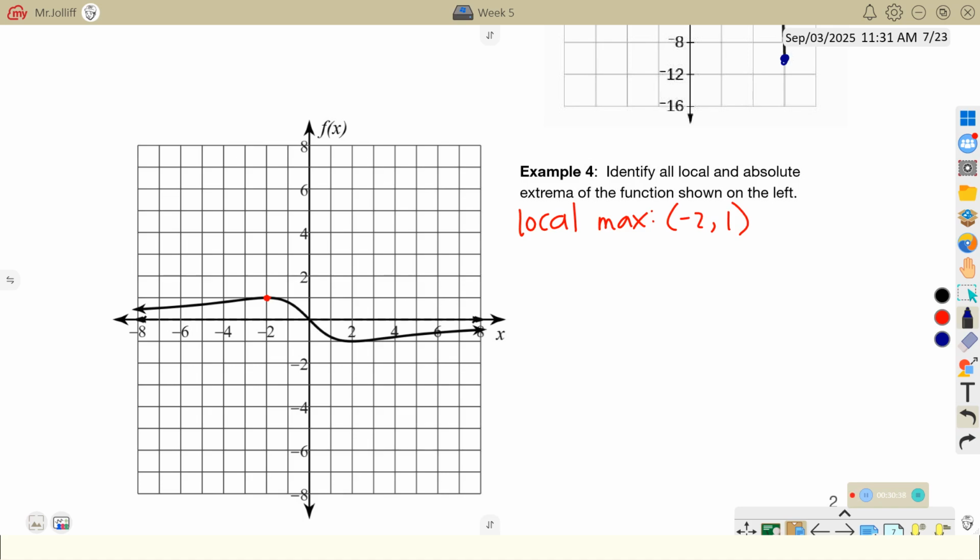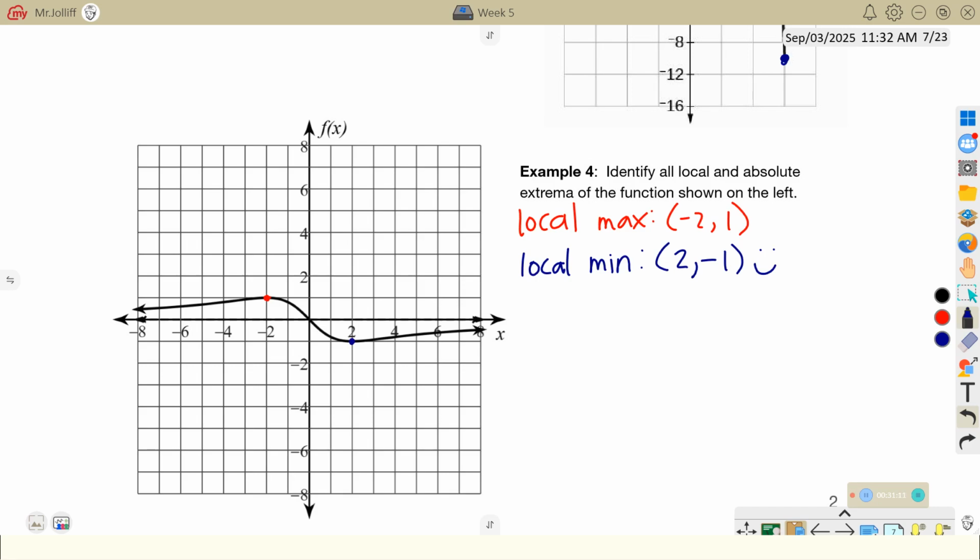Next one. Ethan, where's our minimum in this graph? 2, -1. Can I get a thumbs up if you agree? I see thumbs up. Very good. And I'm assuming that is also a local min. So highest point is +1, lowest point is -1. Highest point occurs at x is -2. Lowest point occurs at x is +2.